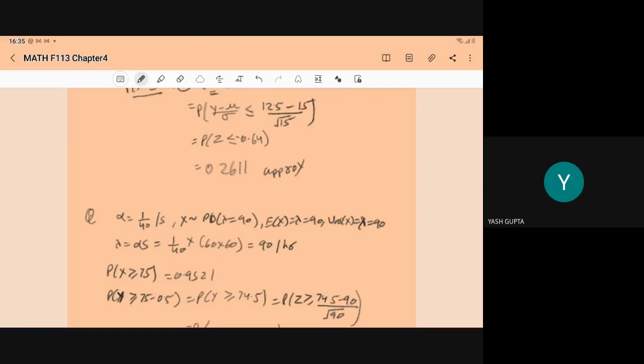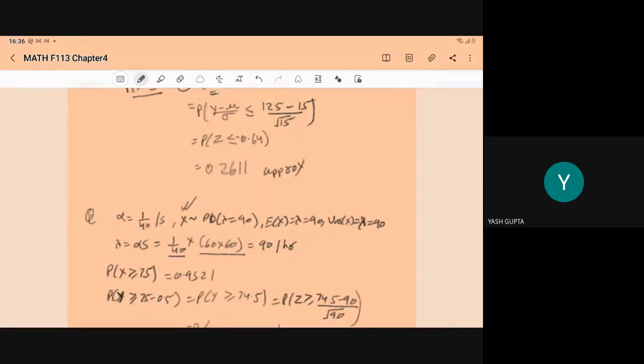Now we have our question in hours. So lambda will be alpha into s, so 1 upon 40 into hour, that is 90 per hour. So on an average we have 90 flights per hour. So now we can say X follows the Poisson distribution with parameter lambda equal to 90.